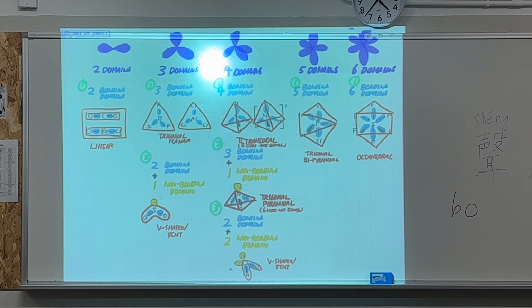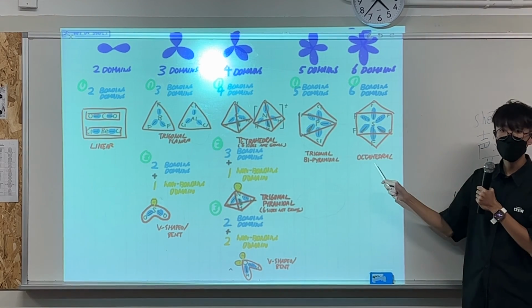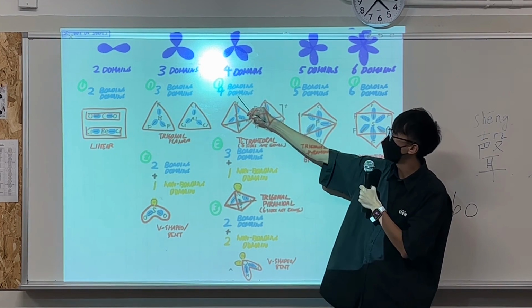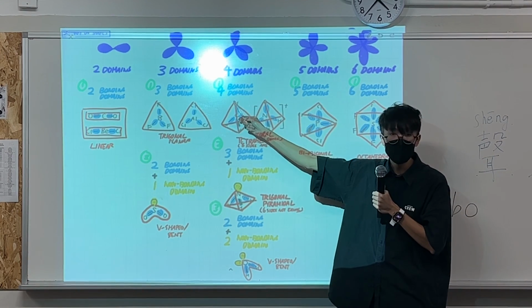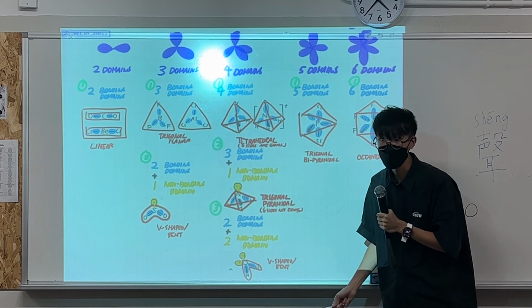There are not many actually, it's half of the table. So you have 1, 2, 3, 4, 5, 6, 7, 8. Only 8 possible shapes in DSE chemistry. And how are you going to use this to determine the shape? If you find 6 bonding domains, it must be octahedral. If you see 4 domains, you have to ask yourself, are the 4 domains all bonding domains? Or are some bonding, some non-bonding? Because that will affect the shape.